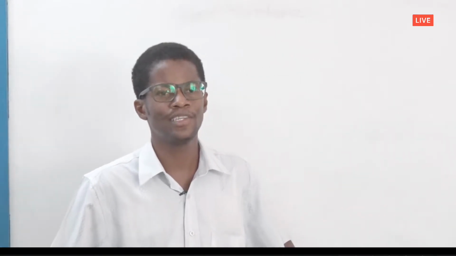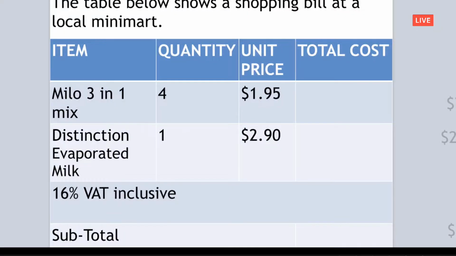So to get started, we're going to look at a little shopping list, and you're going to help us figure out how much money the person is going to pay. So let us get started. We are told that the table below shows a shopping bill at a local mini mart.